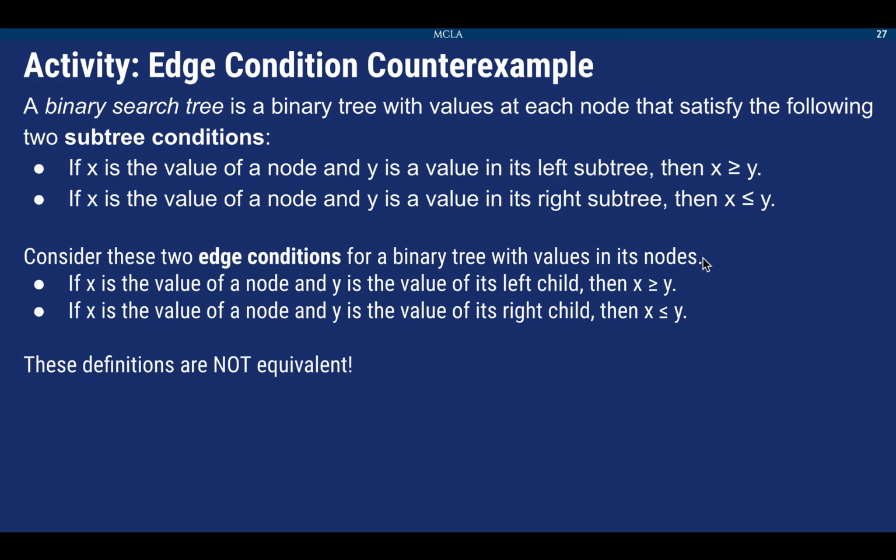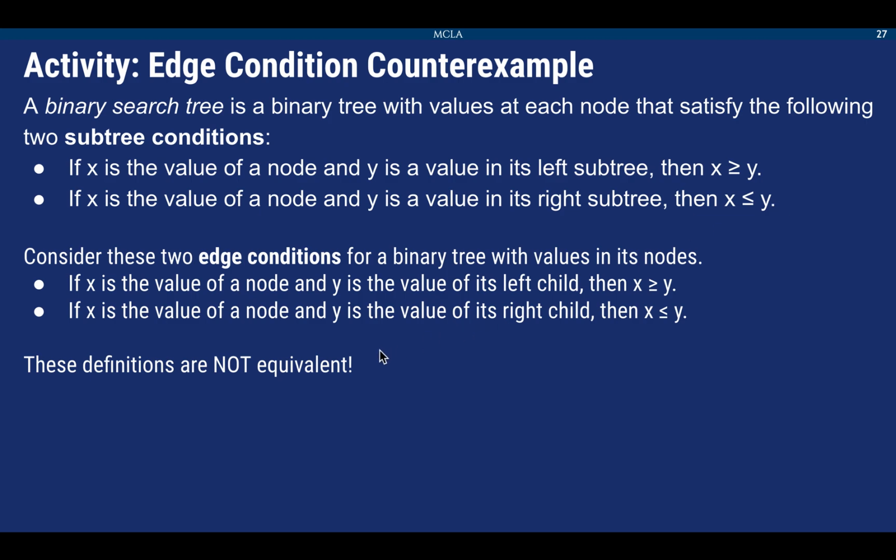Consider these two edge conditions for a binary tree with values in its nodes. If x is the value of a node and y is the value of its left child, then x is greater than or equal to y. If x is the value of a node and y is the value of its right child, then x is less than or equal to y. Computer scientists sometimes refer to vertices as nodes. So basically, the question is: is this definition equivalent to the previous one? If you make a labeled tree that satisfies these properties, will it necessarily be a binary search tree? Will it necessarily satisfy the subtree properties?